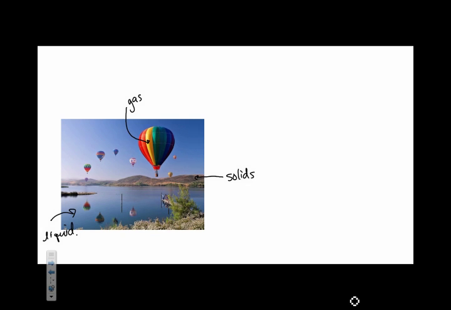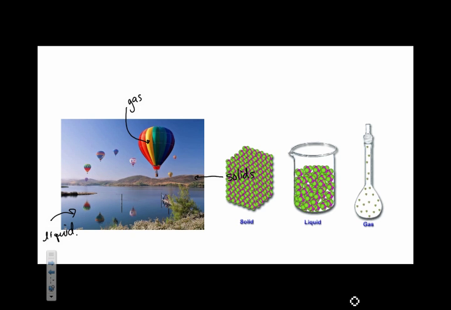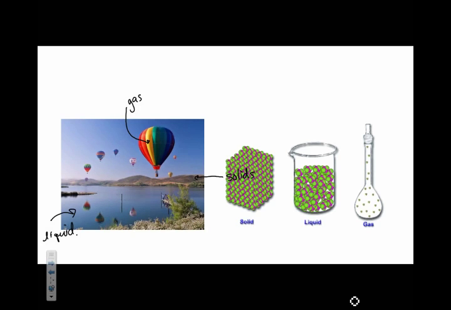So you may have heard the term gas, liquid, or solid before this, and you may have even, obviously, encountered them in your real life. Let's talk about what they look like on a molecular scale.